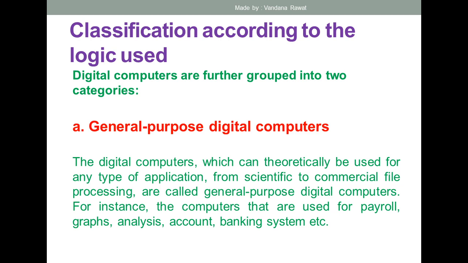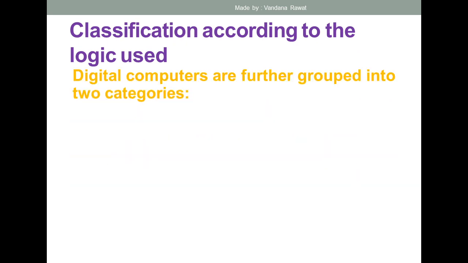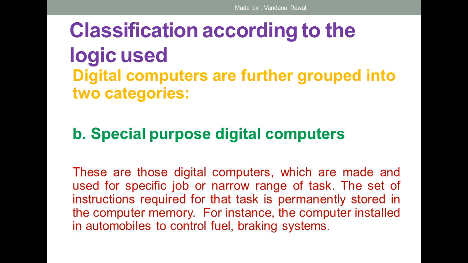But what are special purpose digital computers? Special purpose digital computers basically perform one specific application. These are the computers which are made and used for specific jobs, or these computers have a narrow range of tasks, and the set of instructions required for that task is permanently stored in the computer memory. That means the number of instructions is fixed, and each and every time you have to perform this task only. So these special purpose computers are specific to only one task. For instance, the computer installed in automobiles to control the fuel. That digital computer will perform only that same task again and again, because all the instructions are fixed into that computer. So these types of computers are known as special purpose digital computers.